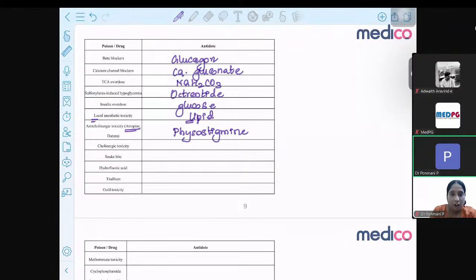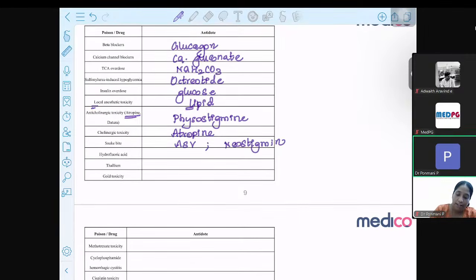And for cholinergic toxicity, we already saw it is atropine. For snake bite, it is very well known. What is it? It is anti-snake venom. And if it is going to be a cobra poisoning or krait poisoning, extra you can give one more drug, which is neostigmine. And for hydrofluoric acid, what are you going to give? For hydrofluoric acid also, you're going to give the same one which you used for calcium channel blockers, which is calcium gluconate. And for thallium, you're going to give Prussian blue.